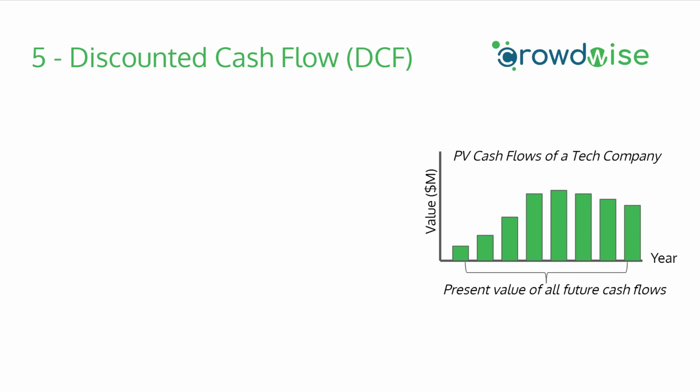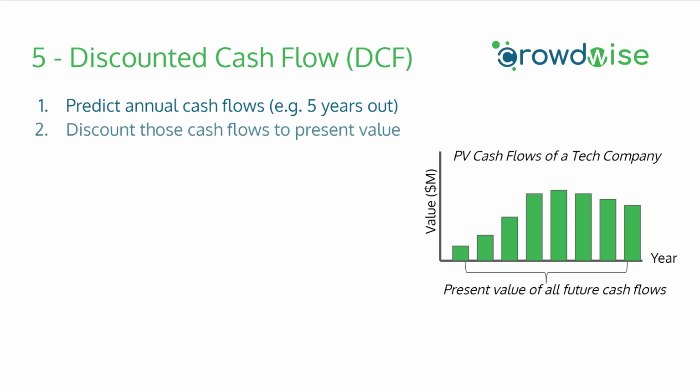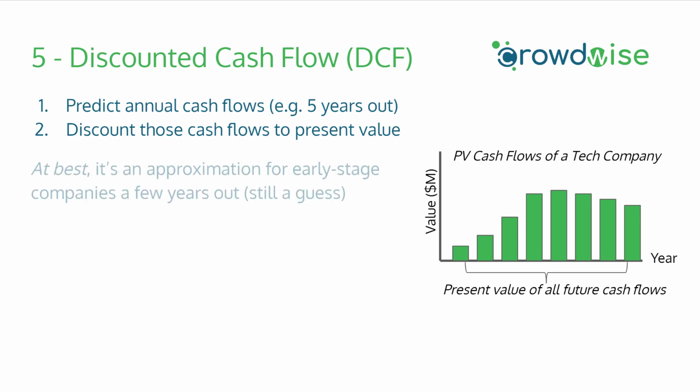So there's two simple steps to this. You predict the annual cash flows in the future, for example, 5 years or 10 years out, and then you just discount those cash flows to the present value. Sounds pretty easy. The hard part is in accurately predicting what those cash flows are going to be.